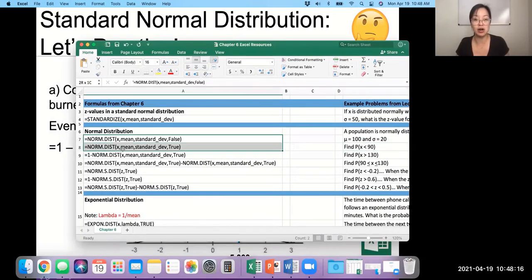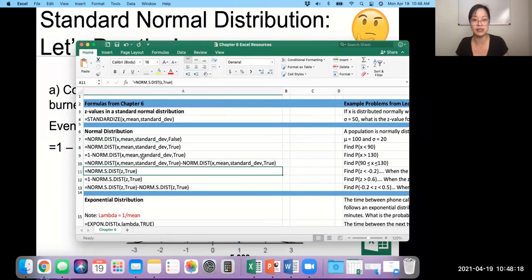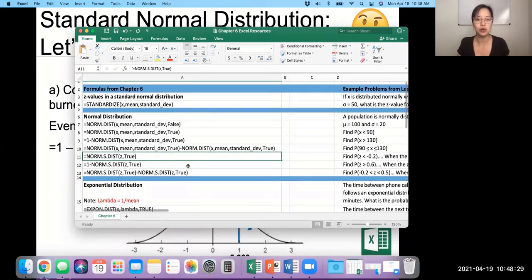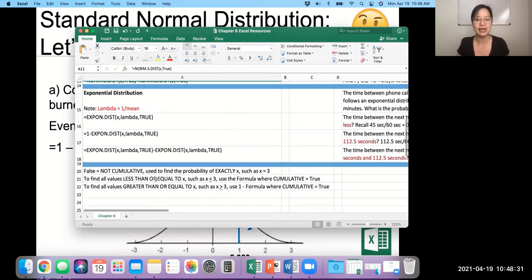So here are the normal distribution formulas, and over on the right are different examples of when they would apply. You can always look at these as a reminder of which ones apply. Also, if you scroll to the bottom, I remind you that false is for not cumulative. When it's a less than or equal to scenario, just use the formula, and make sure it's true. Anytime we're doing a greater than or equal to, it's 1 minus our formula. And again, make sure it's true.